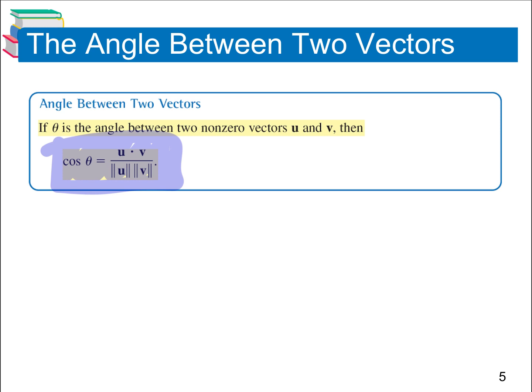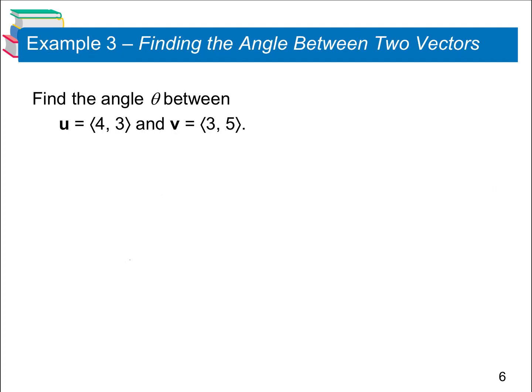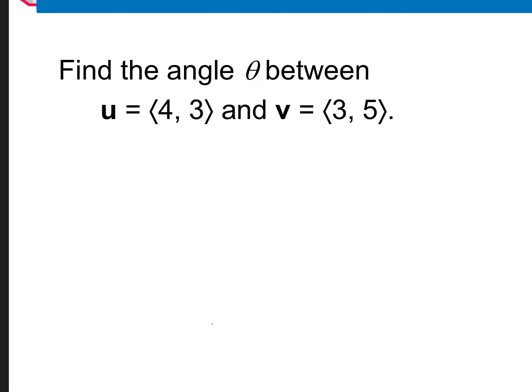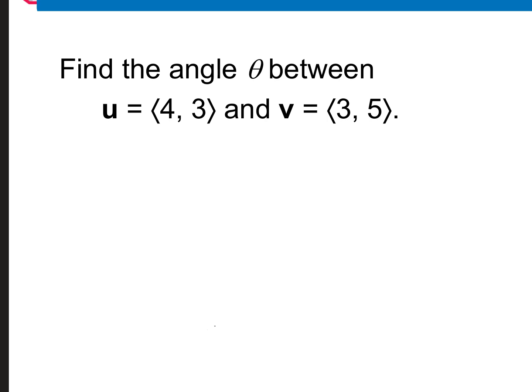So you need a calculator for these, but we would have to find the dot product, so u dot v over the magnitude of u times the magnitude of v. And that would give us cosine of theta, and then we would have to use second cosine to find what the angle is. So we have to know what the dot product is and the magnitudes of each vector.